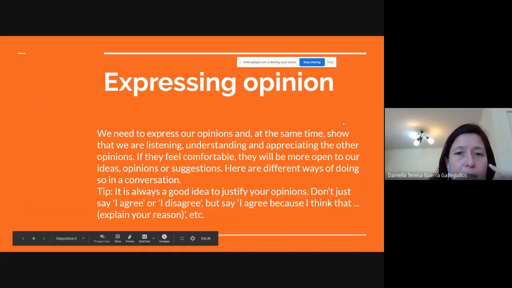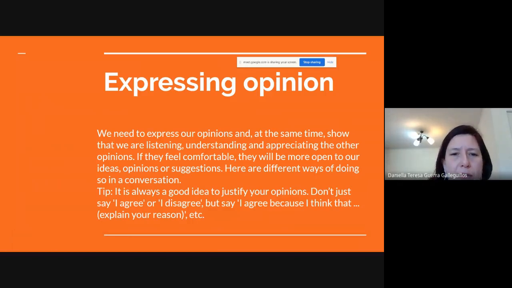So if we continue with the next part, before we start with the book activities, let's think about how to express opinion. It says we need to express our opinions and at the same time show that we are listening, understanding and appreciating the other opinions. If they feel comfortable, they will be more open to our ideas, opinions, and suggestions.